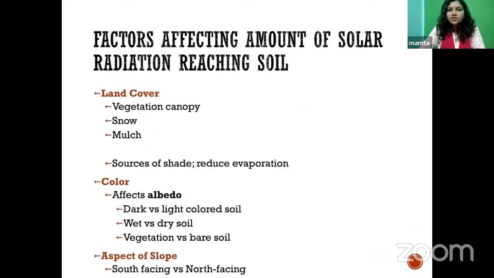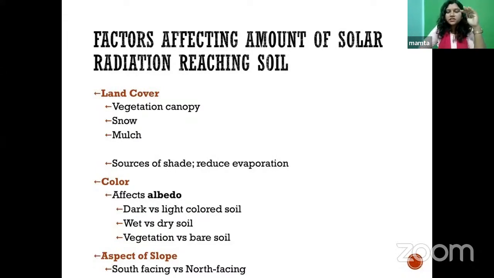See, factors affecting the amount of solar radiation reaching soil. We already discussed the clouds, and in the atmosphere there are lots of soil particles or dust, the ozone layer, oxygen, water vapor. They are all affecting the solar radiations which are coming. And besides that, from the agriculture point of view, you will see the land cover, vegetation canopy, snow, mulches.